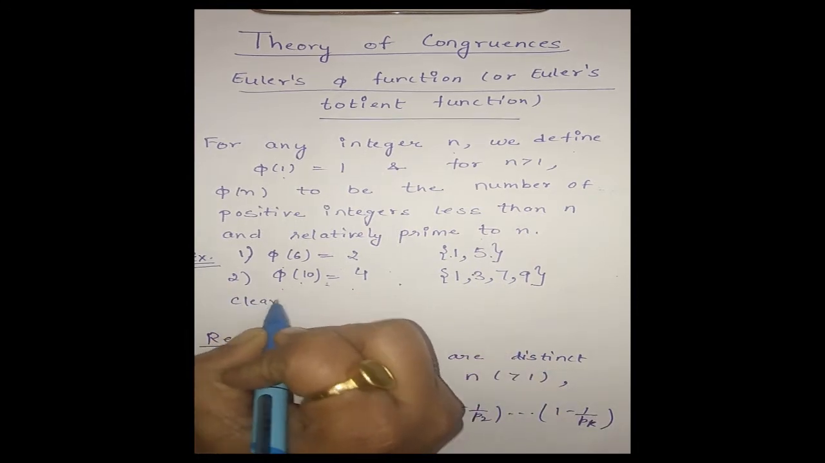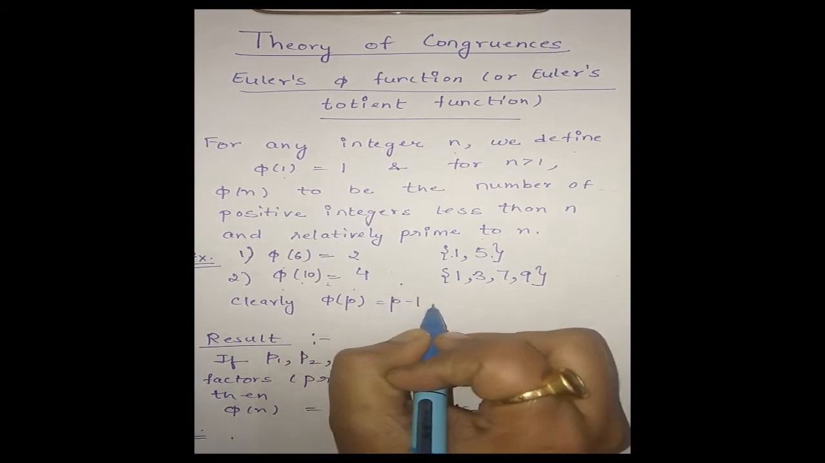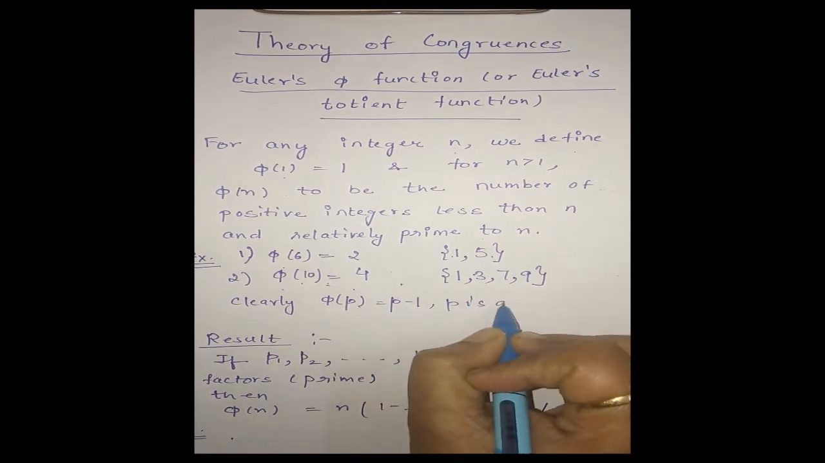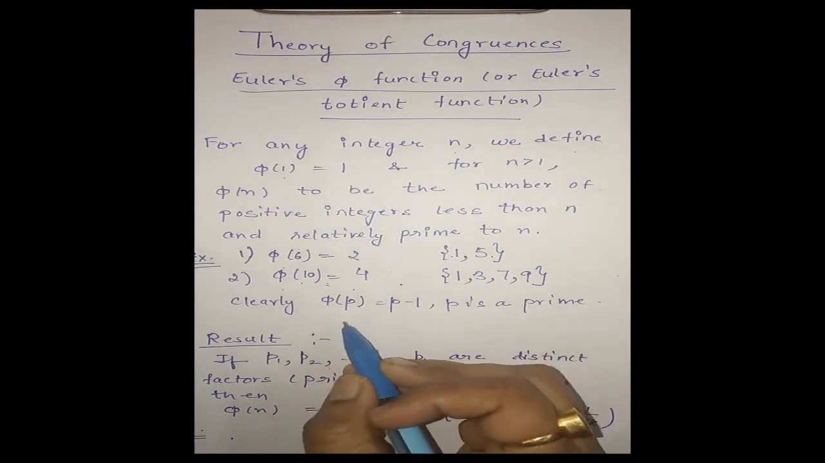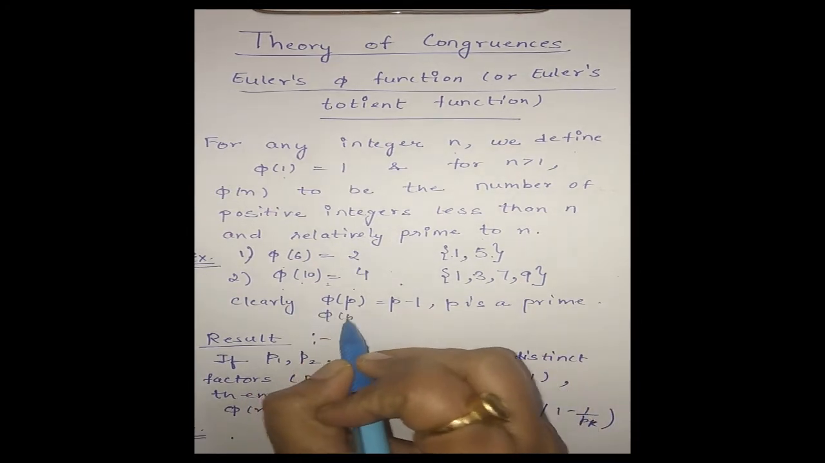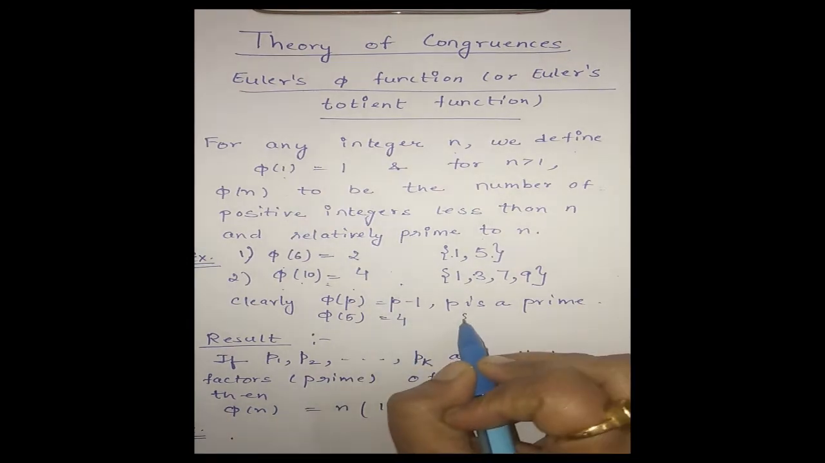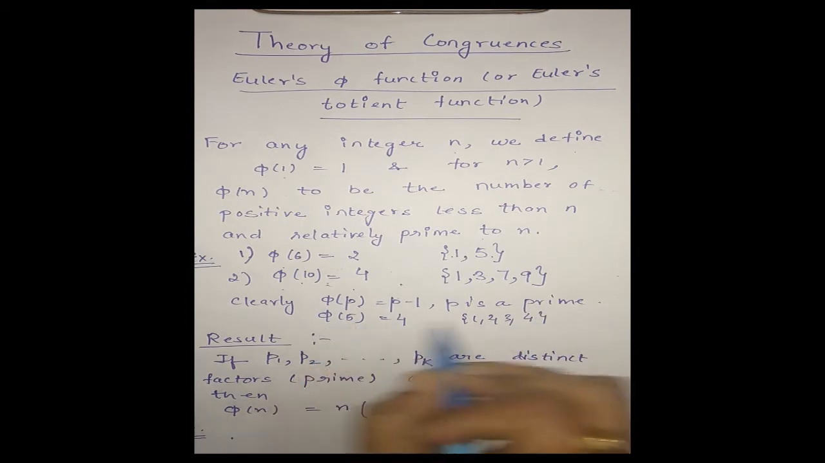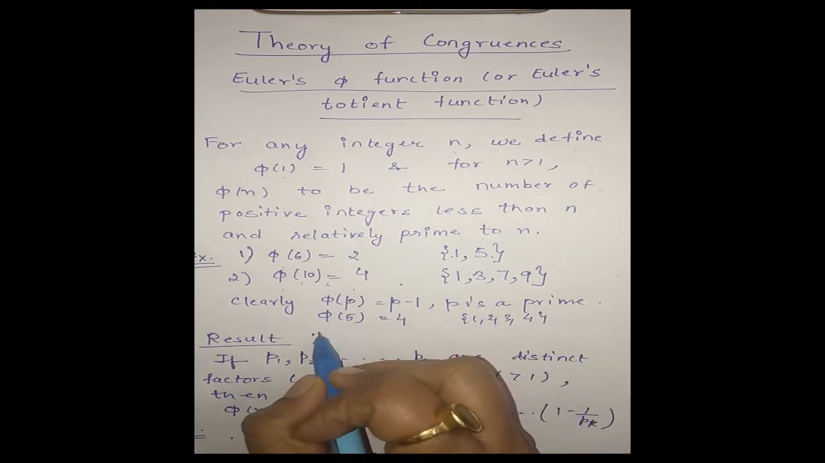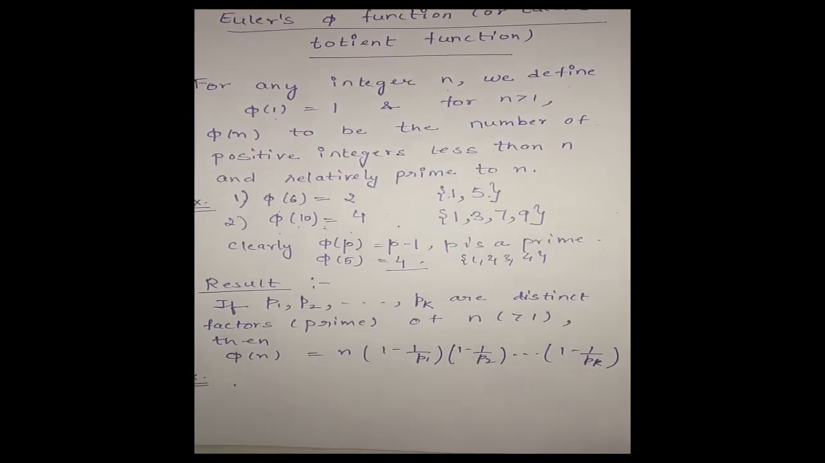Clearly, phi of p is equal to p minus 1, where p is a prime. Okay, for example, phi of 5. 5 is prime, then phi of 5 is 4, since 1, 2, 3, 4, all numbers less than 5 are relatively prime to 5. That means phi of 5 is 4. Okay, now we have some results.